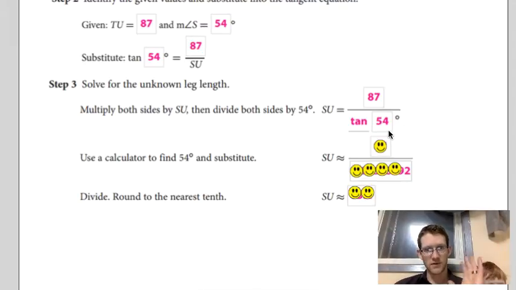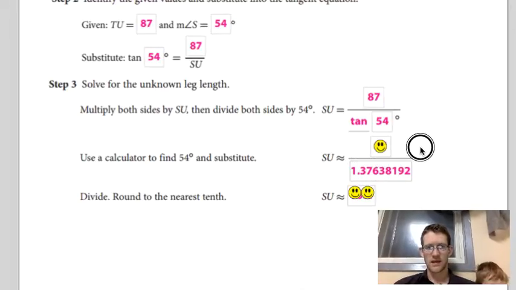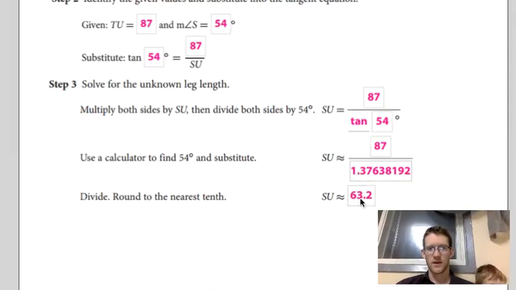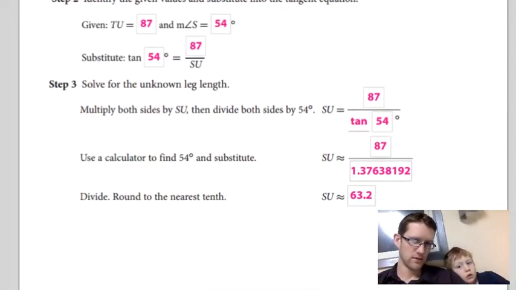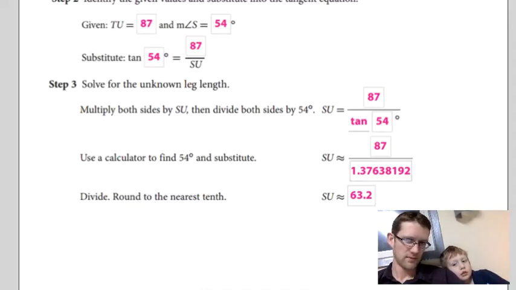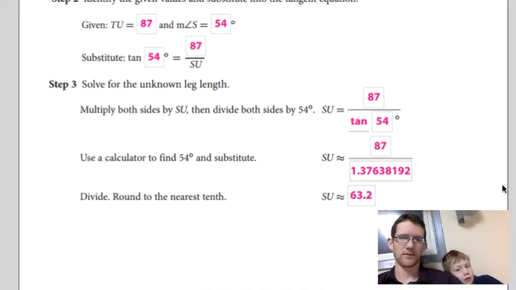Mr. Calculator knows what the tangent of 54 is. So you ask Mr. Calculator, and he says this thing. And then you can take 87 divided by that thing, and we get some value. So our unknown length here is 63 point, what is that, Willie? 2. 63.2. Yep.